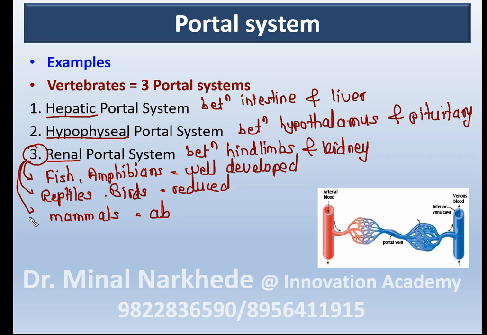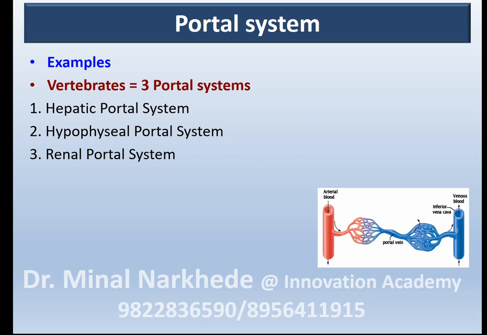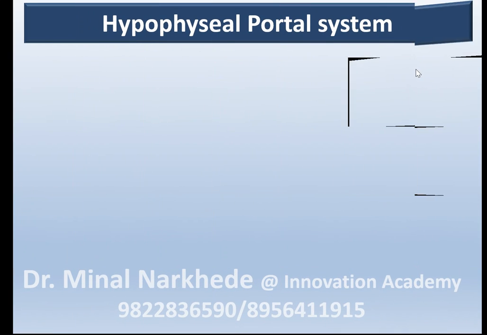So among the three systems, in human body you will find two examples. One is hepatic portal system and another is hypophyseal portal system. So let us understand these two examples in a little detail. Let us first know about the hypophyseal portal system. Now you know that this system is present between hypothalamus and pituitary gland.